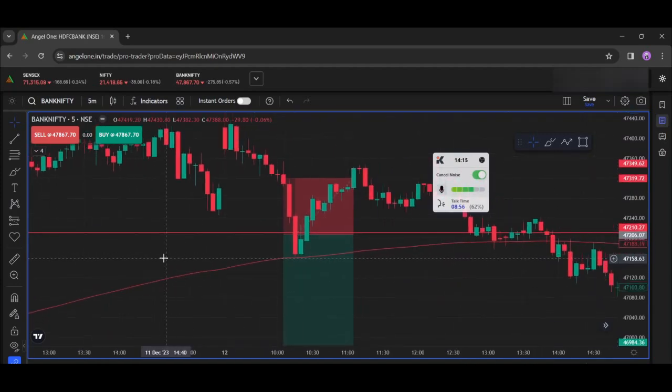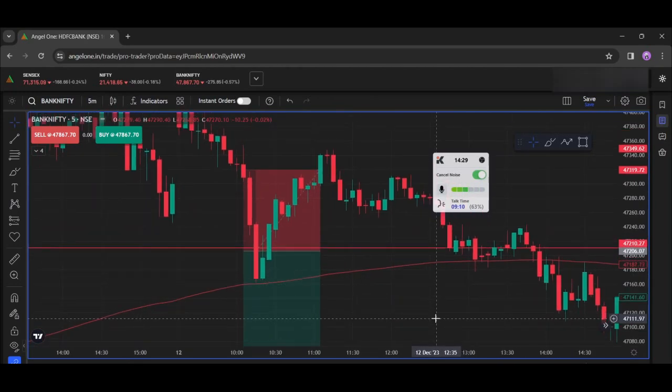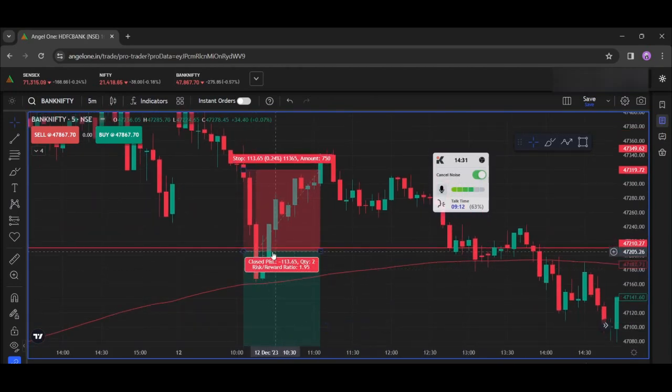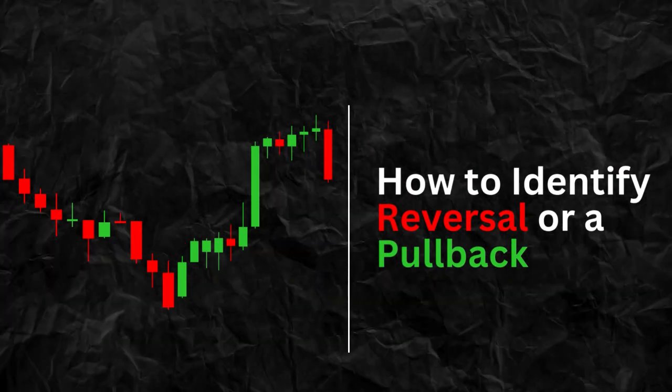But what happened here? After you entered, the market went in your direction, but again it took a support and the market started going against your direction, and as a result you can see you were again stopped out, right? So one of the common doubts that the majority of traders keep getting is, how do we identify that this is a pullback or a reversal? So in this video you're going to learn two simple steps which will help you identify whether the market is taking a reversal or is it just a pullback. So how do we identify whether it's a pullback or a reversal?